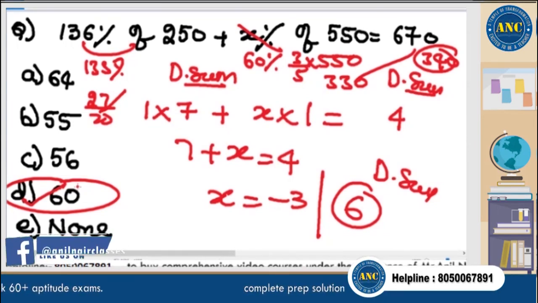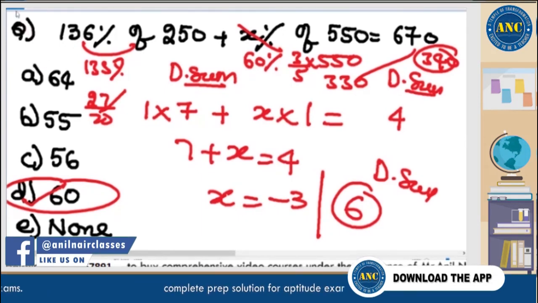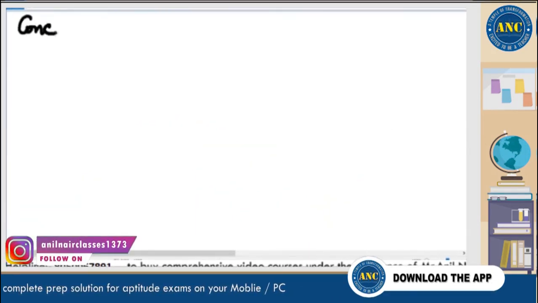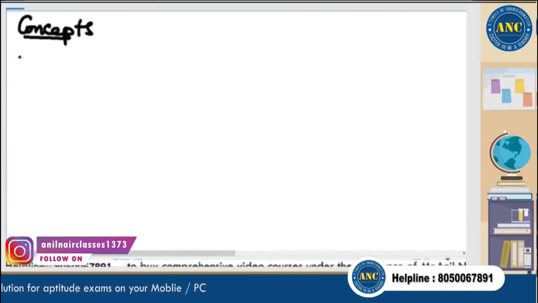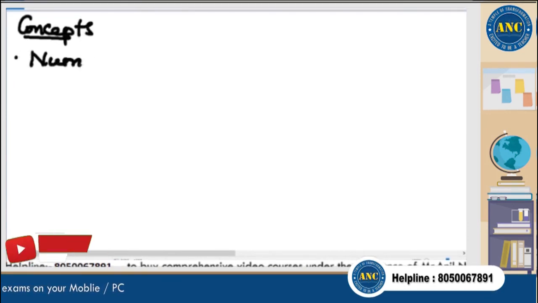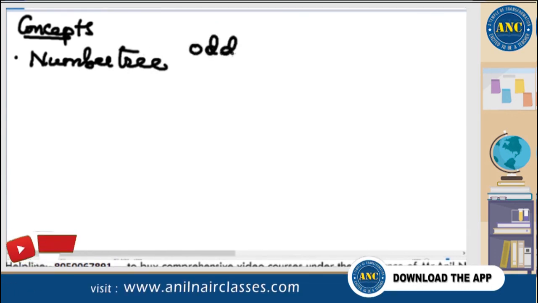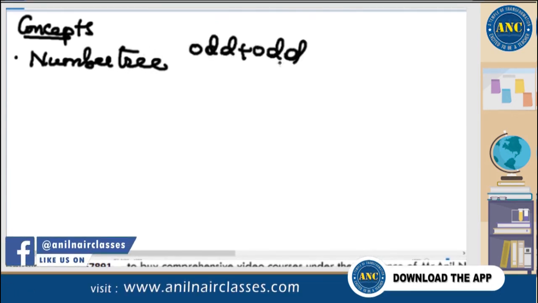I hope it is clear, right, sir? Now, again and again, I will explain all the concepts. Whatever we have discussed in simplification. First, use a number tree. What is a number tree? Odd plus odd or even plus even. That concept, please check by using that one.